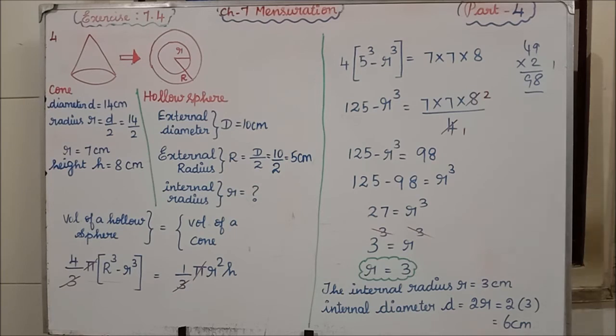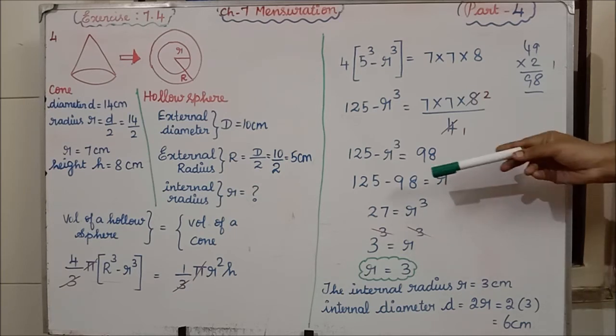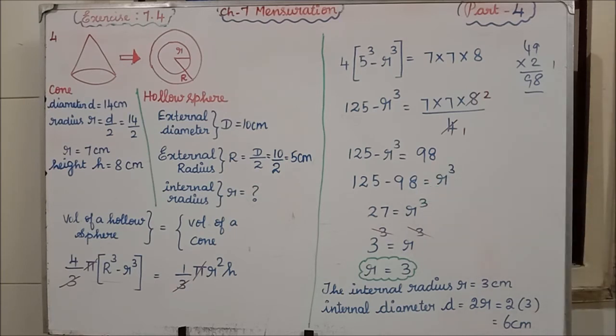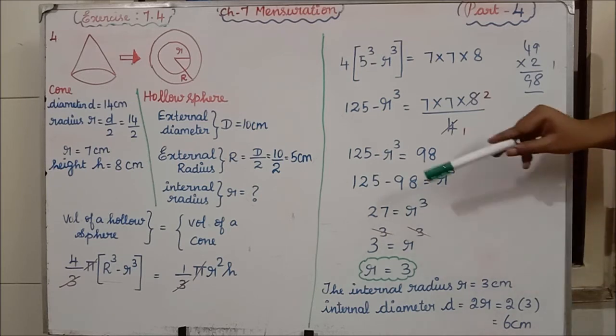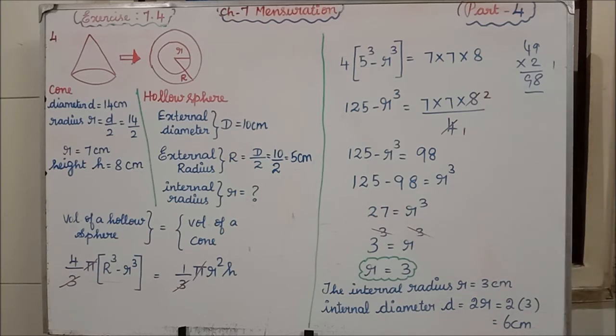Students, in the right hand side you are having r cube. Similarly, this 27 you have to think whether it is a cube number. Yes, it is a cube number. Most probably if you are having r cube on this side, then on the left hand side most of the time you will get a cube term only. So according to that you have to think. So 27, what is the cube? 3 cube is 27.